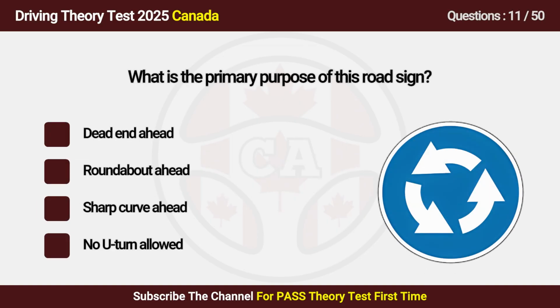Question 11. What is the primary purpose of this road sign? A. Dead end ahead. B. Roundabout ahead. C. Sharp curve ahead. D. No U-turn allowed.